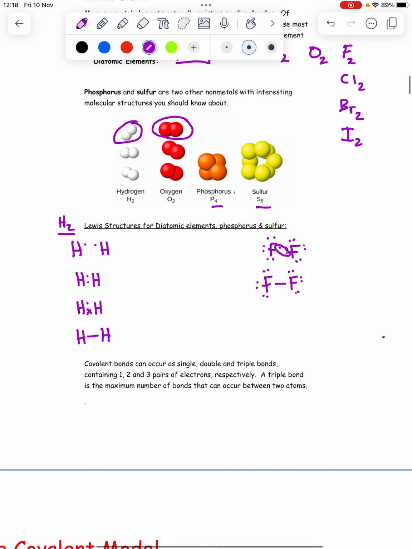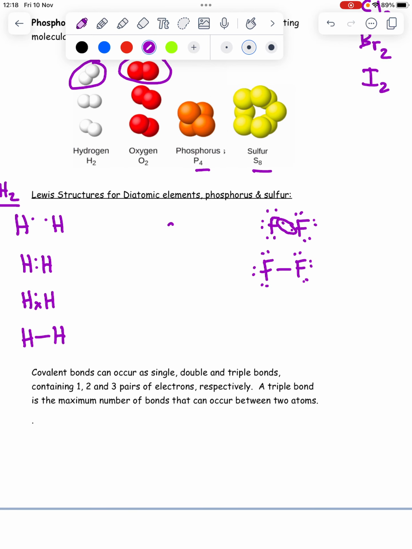Cl2, Br2, and I2 are going to look exactly the same because they all have 7 valence electrons. Oxygen's a little bit different. So oxygen has 6, and therefore we can tell it needs 2 more, and it will achieve that through bonding. So it needs to form 2 covalent bonds. So you've got O. I'm going to draw a double bond with the other O.